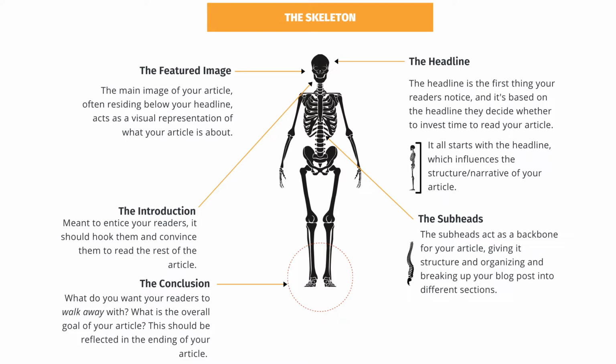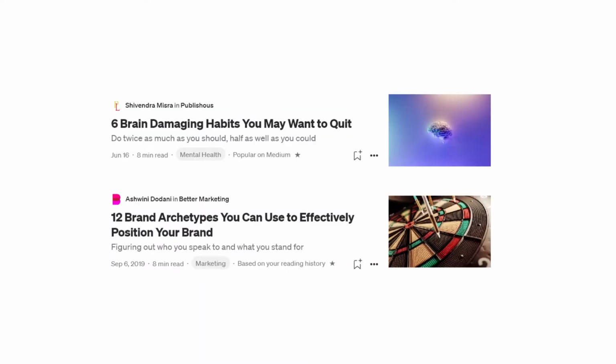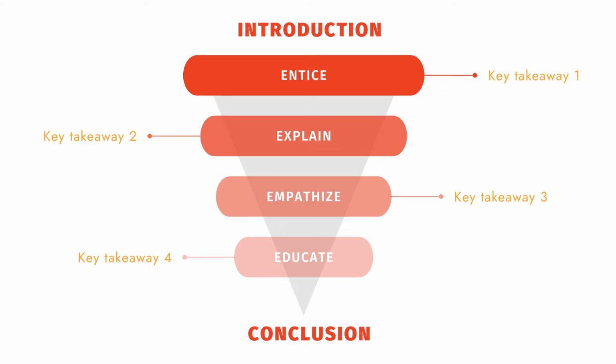Then, the introduction. The opening paragraph, usually no longer than 5 sentences, provides just enough information to entice the reader into wanting to read the rest of the article. These 3 elements combined form the hook, what is usually visible across blog feeds and on search engines and content aggregators. Next, we have the subheads.